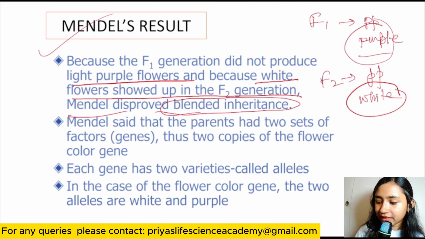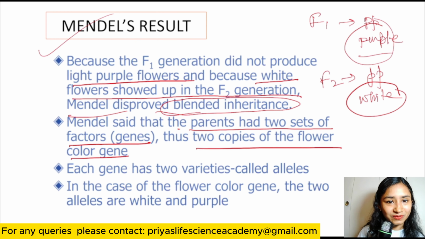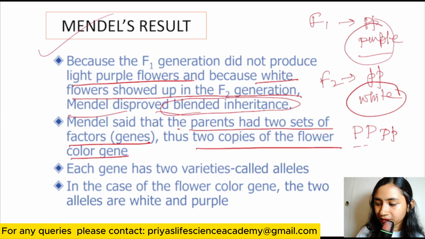Mendel said that the parents had two sets of factors, that is genes, thus two copies of the flower color gene. From here we could understand that there are two copies of the flower color gene, capital P for purple, or capital P, small p for purple, and small p for white. That is why this is happening. Each gene has two varieties called alleles. You know that there are two varieties called alleles.